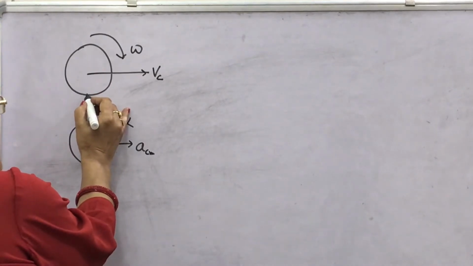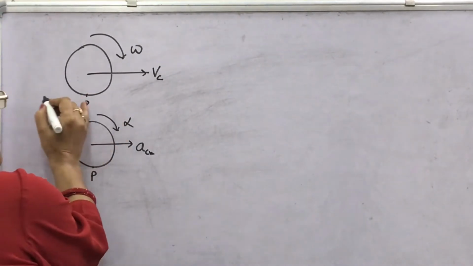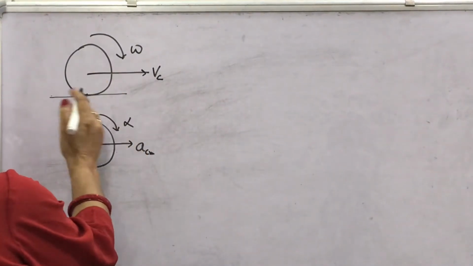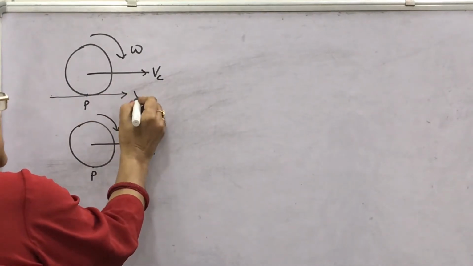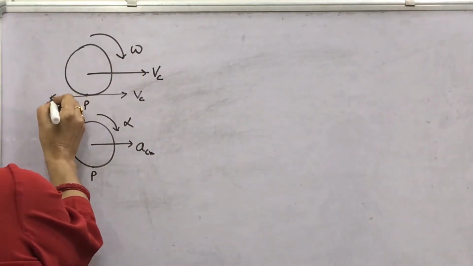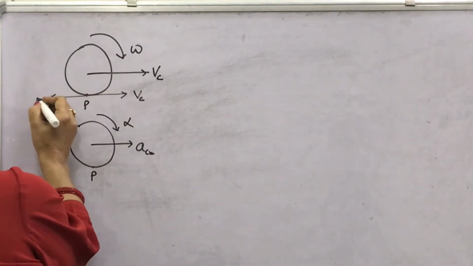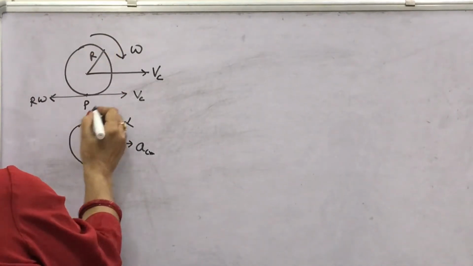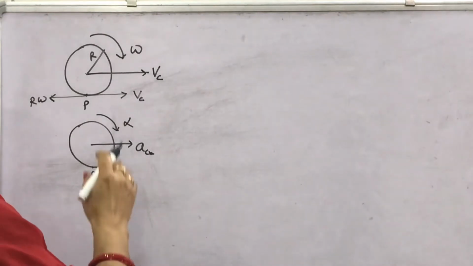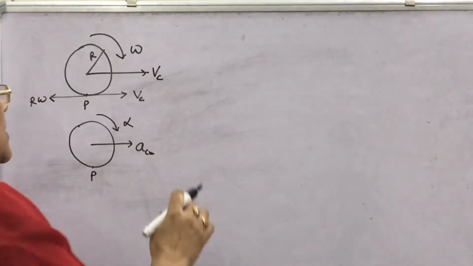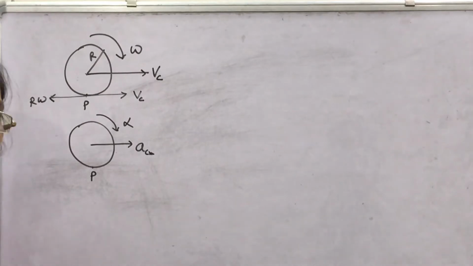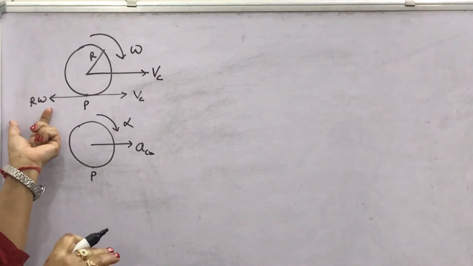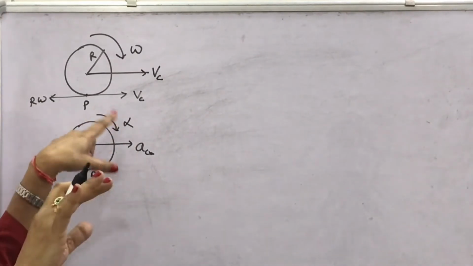Then the lowermost point P of the object at the horizontal surface, suppose this is the horizontal surface, will also have the translational motion in this direction Vc and the tangential speed, that is r omega, if r is the radius of the object, in the opposite direction. This rolling motion has the combination of translational plus rotational motion. This is translational speed, this is rotational speed. What about pure rolling? We all have discussed this earlier.